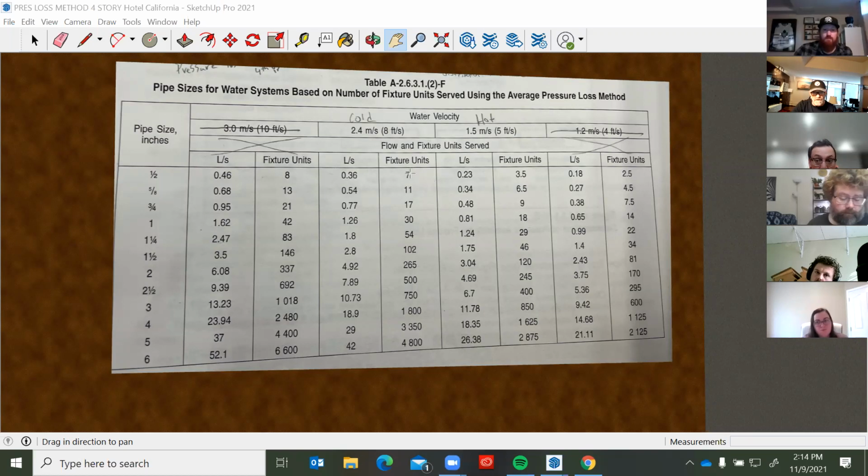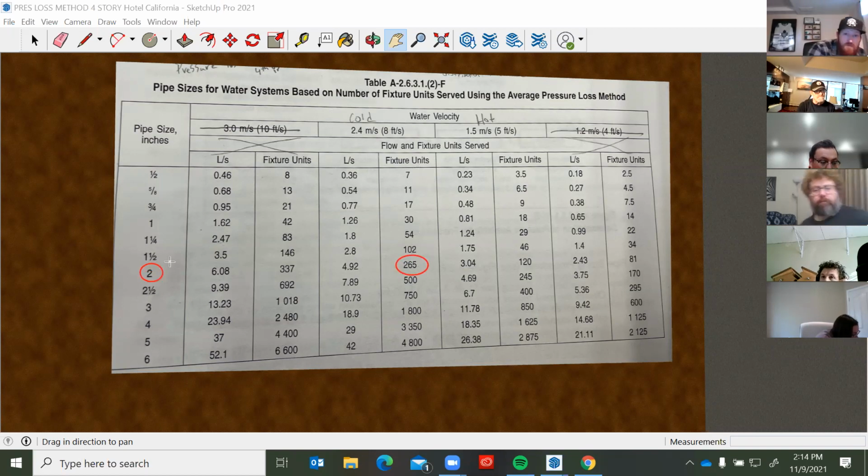208. So you go down the 2.4 column, and that would be 208. You'd have to go to the 265, and voila, there is the size of our service for this building. And this table now is just the simplified method. It's pretty easy now that we know we're going to use it. So it's a 2-inch service for any cold distribution branch service.